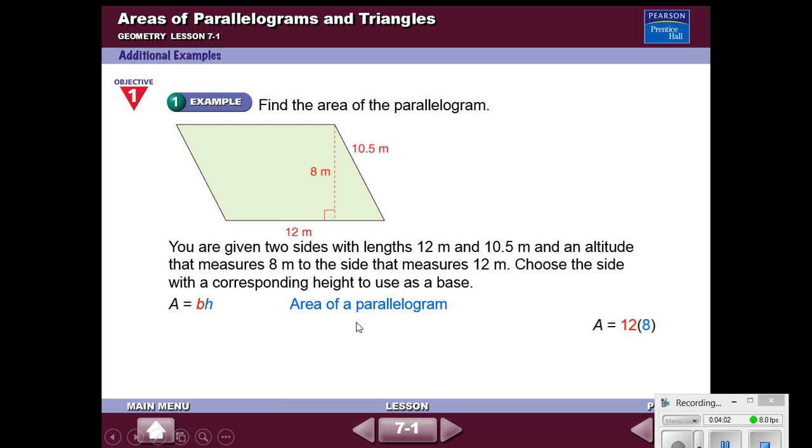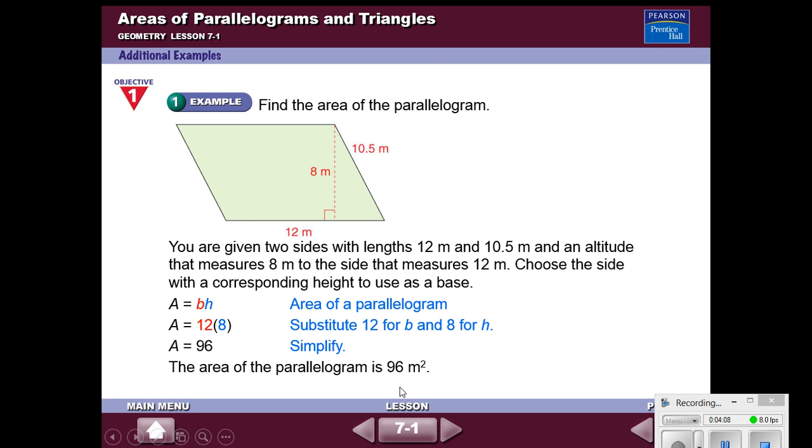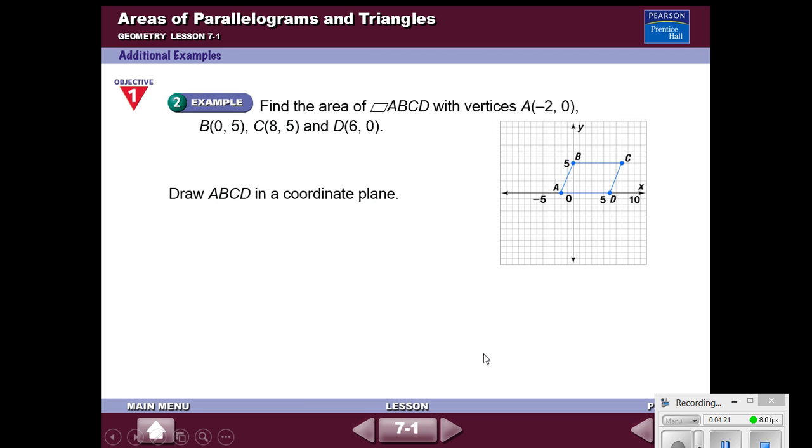Base times the height is the area for a parallelogram. Base times the height, okay? And the height is the distance between the parallel sides. So there likewise would be a height running to this base of 10.5. And we'll see that in the coming problem.